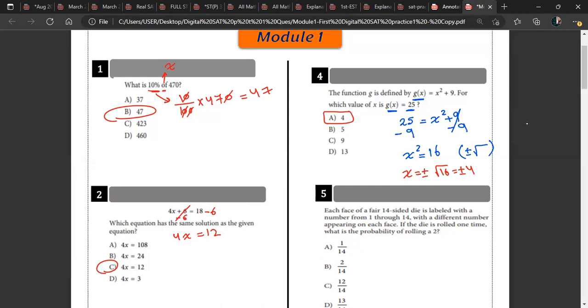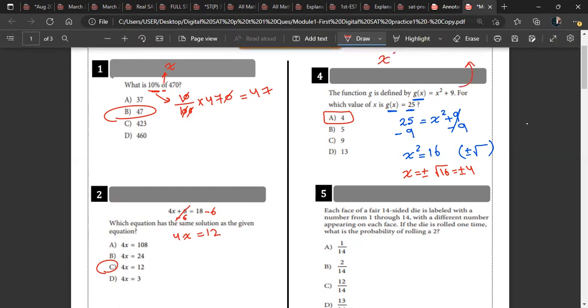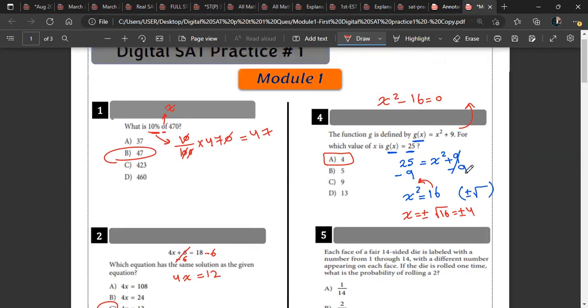But using a calculator, you can do it. Arrange it first like this to be x squared minus 16 equals 0. If you move 16 to the other side, it becomes x squared minus 16 equals 0. So then in this situation, you use the calculator. Pay attention about this point.